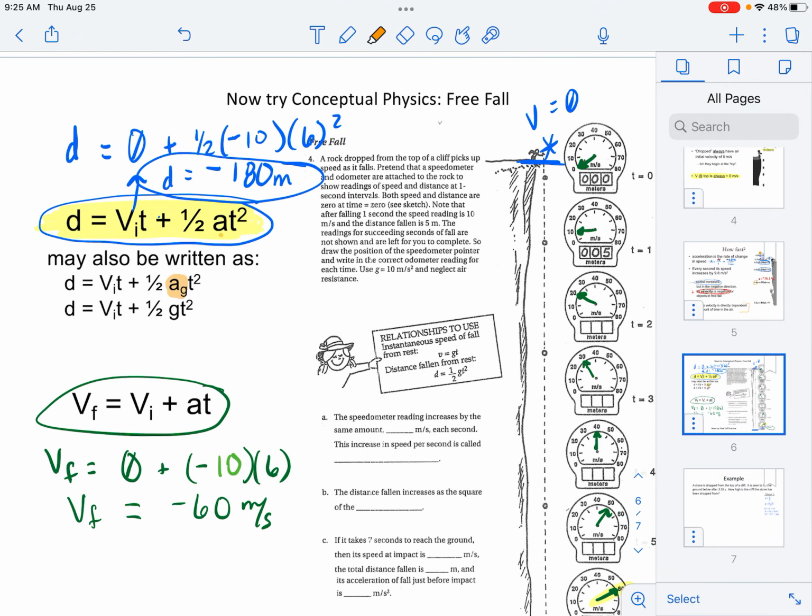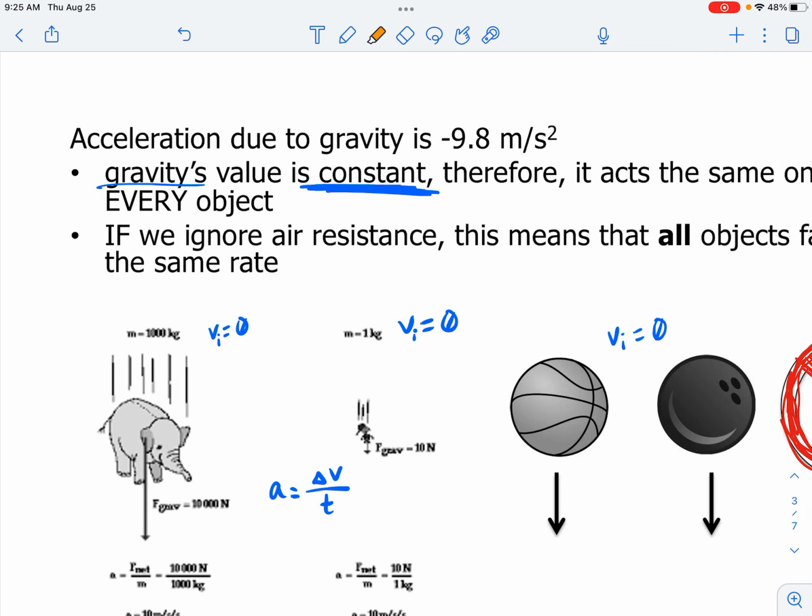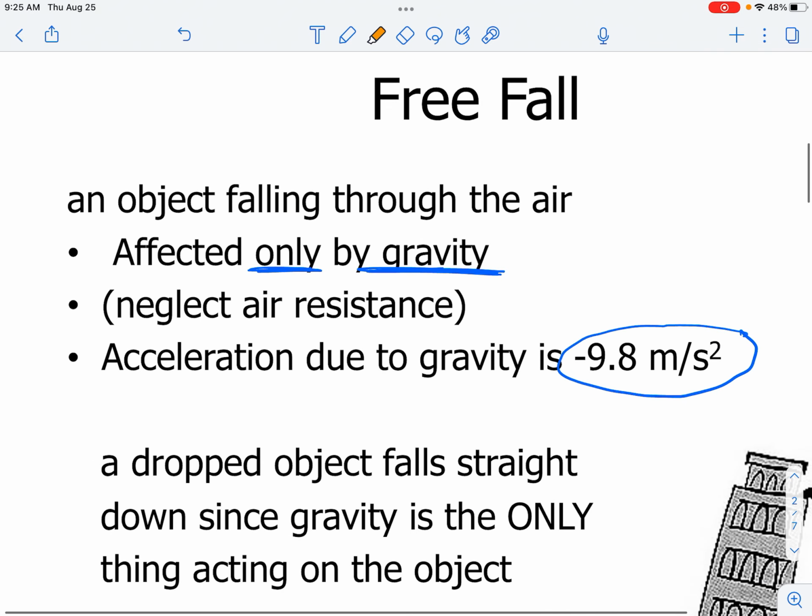All right, so this is the main idea that I need you to understand about free fall. So let's just recap real quickly. Let's go back up here to the top where we had all of the specifics laid out. Objects are falling, affected only by gravity. We're ignoring air resistance, and the rate at which the object accelerates is negative 9.8 meters per second squared, regardless of what our object is.